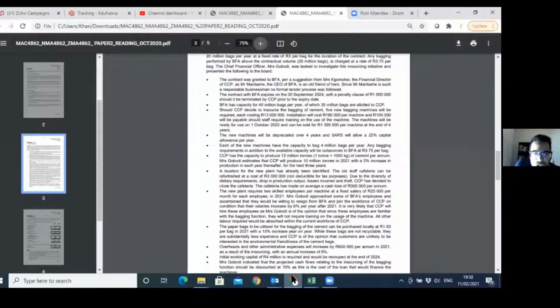Each of the new machines have the capacity to bag 4 million bags per year. Any bagging requirements in addition to the available capacity will be outsourced to BFA at 3.75 per bag. CCP has the capacity to produce 12 million tons of cement per annum. Mrs. Kabodi estimates that CCP will produce 10 million tons in 2021, with a 5% increase in production in each year thereafter for the next 3 years.